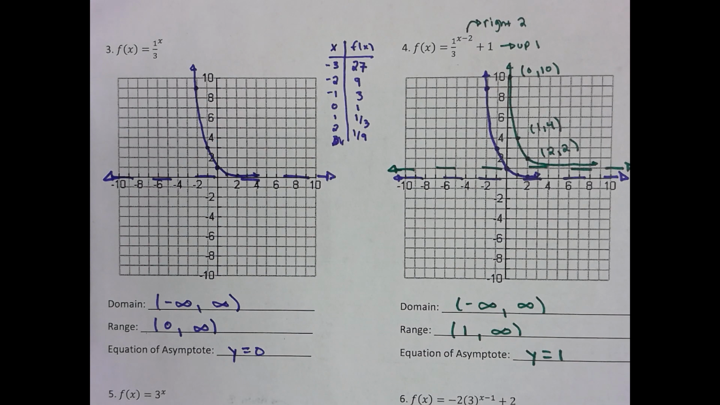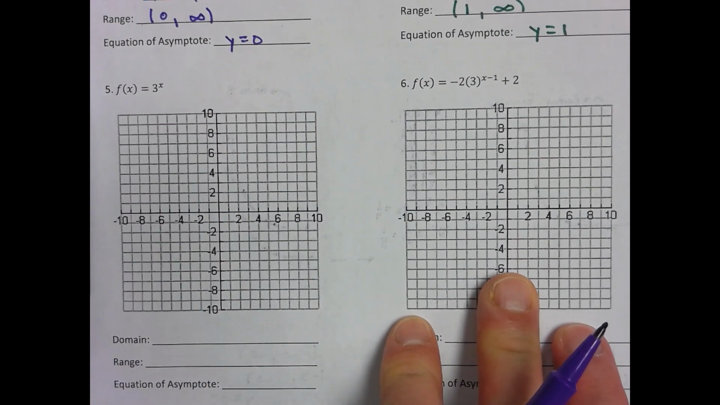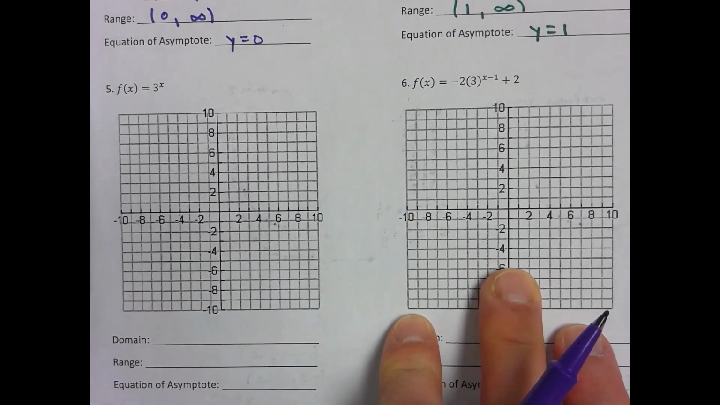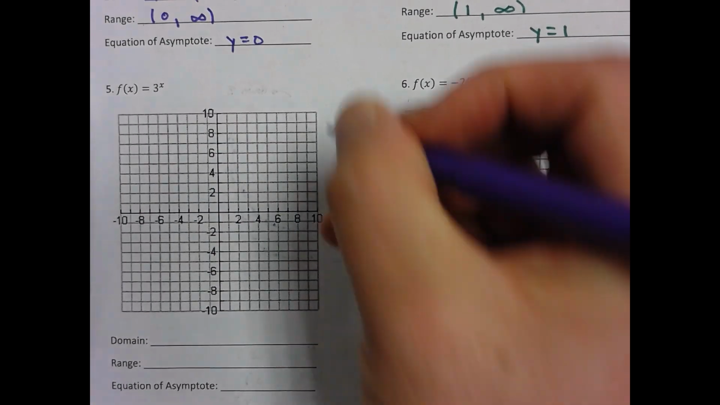Okay, so I want to do this last one together. We'll see how far we can get. The reason I want to do it together is because this one has a reflection and also a stretch. And so we're actually going to want to do this in multiple steps. So the first thing is, let's graph the parent function. We'll do that pretty quick.